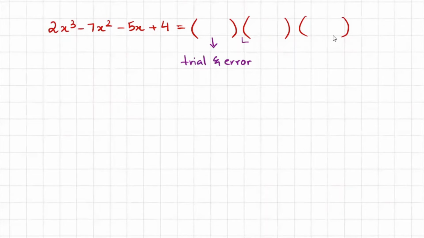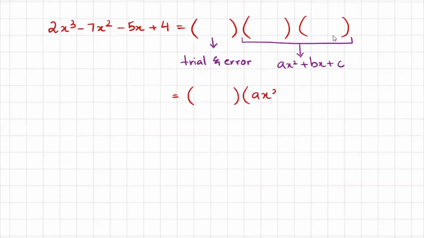Now, these 2 brackets are going to give me one quadratic equation, which is ax squared plus bx plus c. So I'm going to minimize my work and make my life easier by writing just 2 brackets instead of 3. This is the first bracket using trial and error, and the next bracket is ax squared plus bx plus c. This is my working, right? And in the end, I will be bringing them back to 3 answers because the question is asking for all the possible answers.